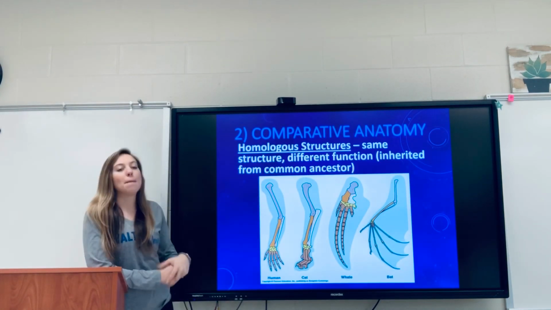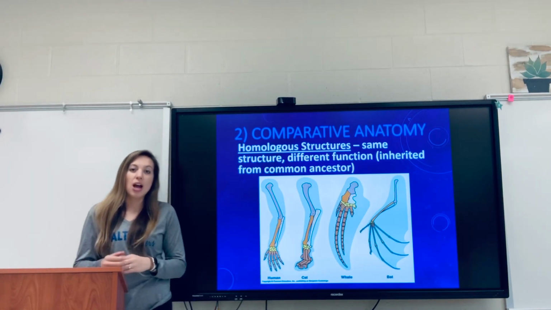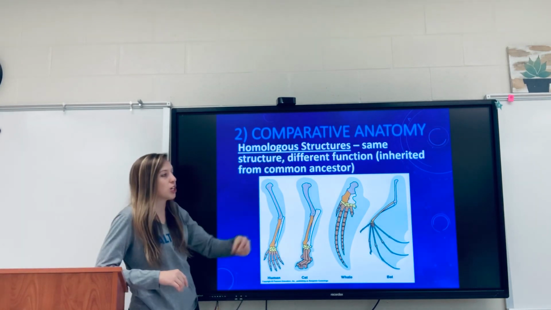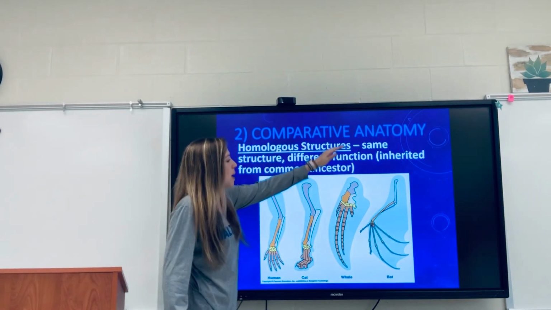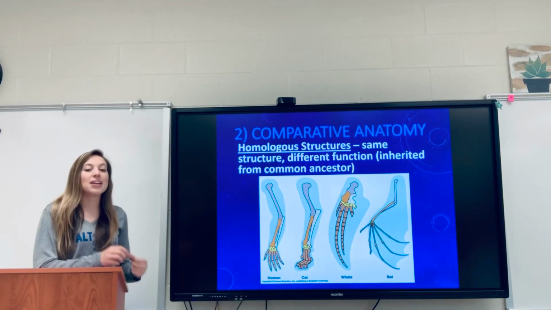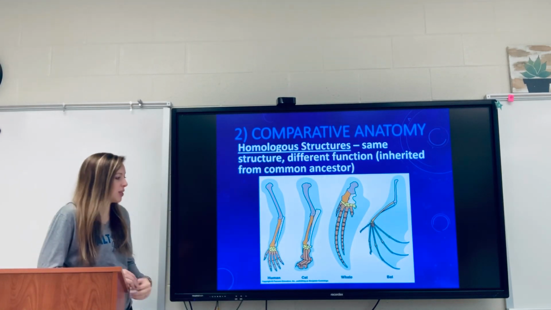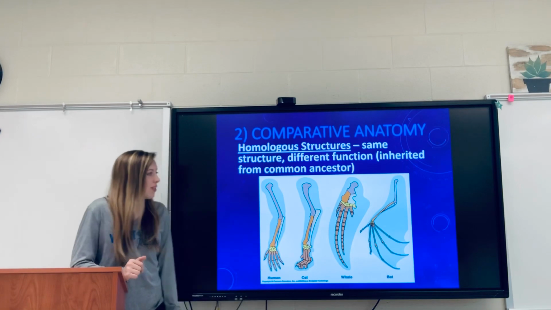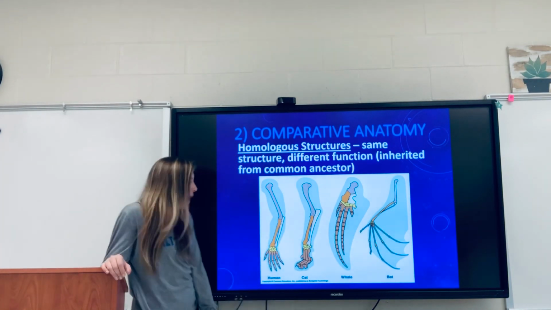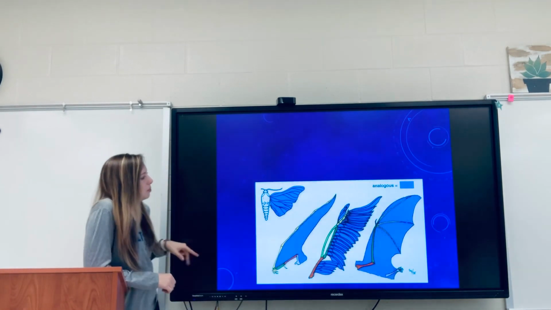Comparative anatomy, homologous structures are going to have the same structure, different function. Homologous, homo means same, so we're talking about structure, so same structure. So that pretty much gives away our definition here, same structure, different function. And if they have the same structure, they are going to be inherited from a common ancestor. So you can see our picture here, they have the same structure, but we know that a bat uses his structure to fly and a human uses theirs to do all kinds of other stuff.